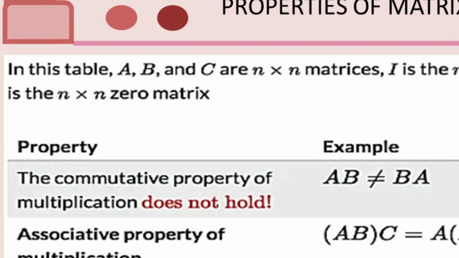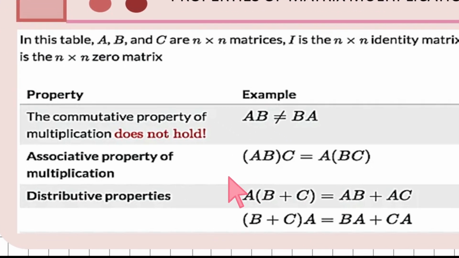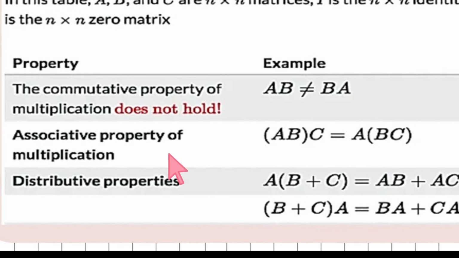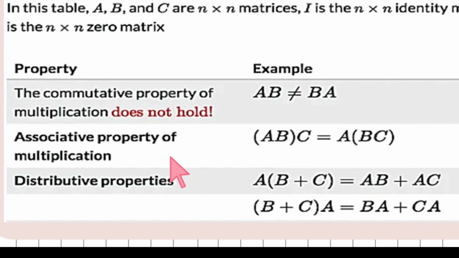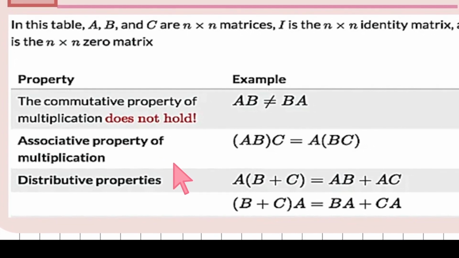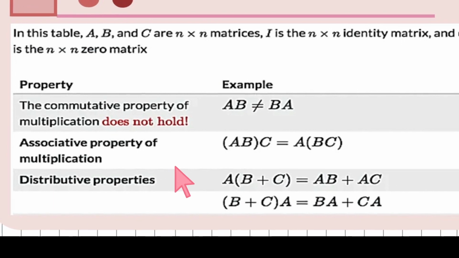In the properties of matrix multiplication, the commutative property does not hold, since the product of matrices AB is not equal to BA, which I will give an example to explain the reason why. Another property is the associative property of multiplication, where, for example, the product of matrices AB times C is equal to A times the product of matrices B and C.